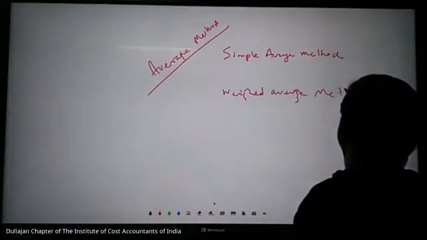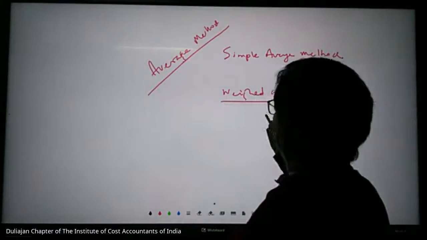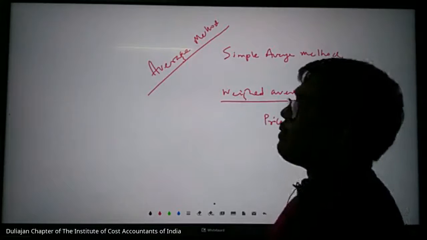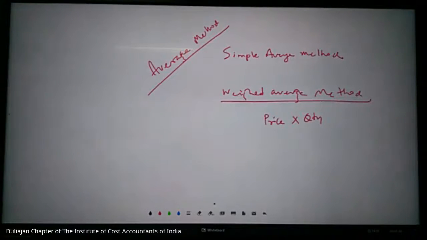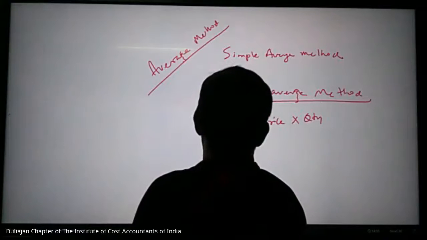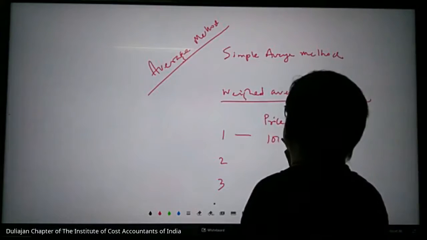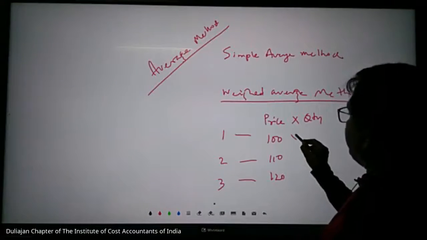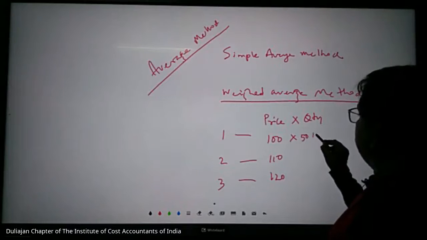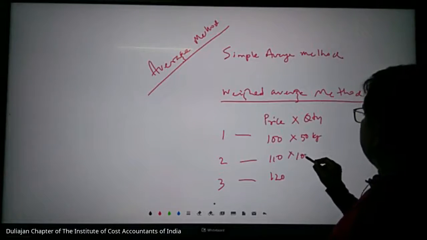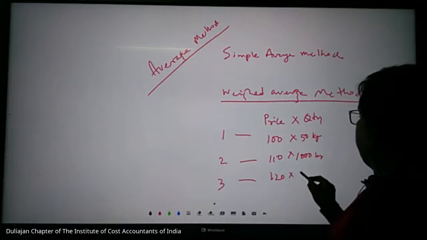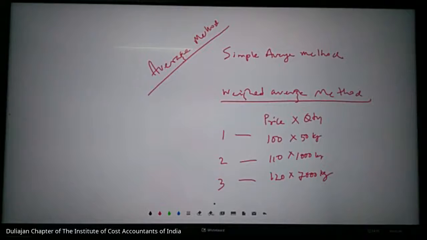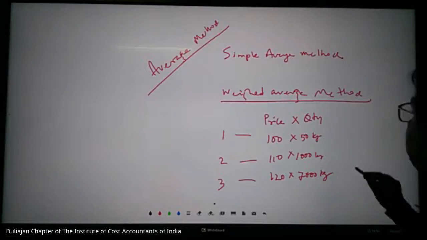In the weighted average method, I am taking price into quantity. I am multiplying by how much quantity I purchased. Like the same prices, 1, 2, 3. This is 100 rupees, this is 110 rupees, this is 120 rupees. But I purchased here 50 kg, here 1000 kg, here 7000 kg. Just see, now the prices will be different if I am multiplying this.